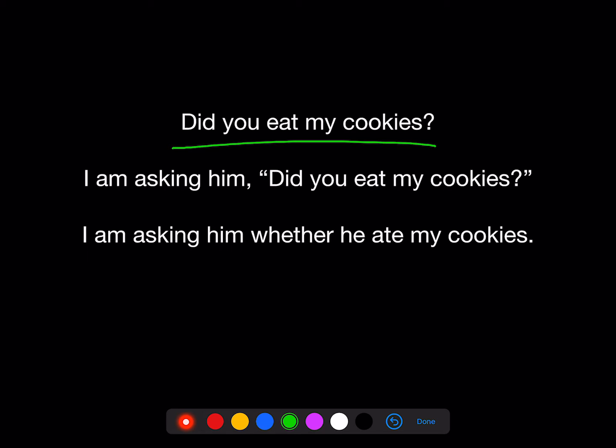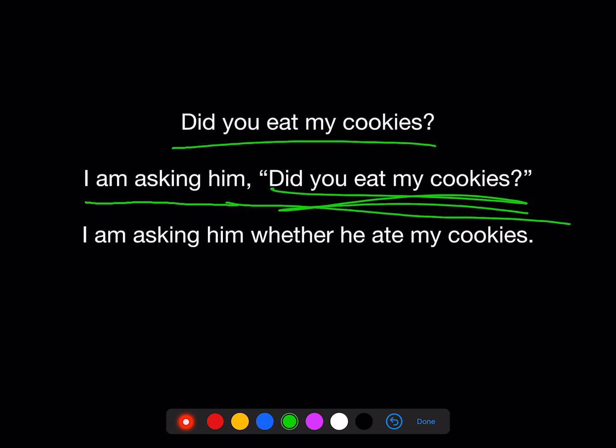And in Greek and in English, we can do this. I am asking him, did you eat my cookies? That's still a direct question, okay? That's an independent clause. We haven't subordinated it to this verb here.